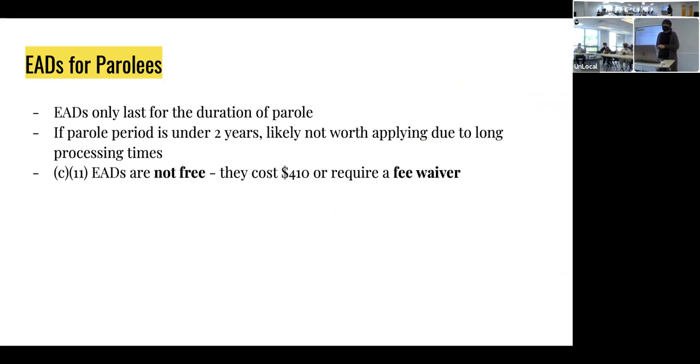Okay, so a couple of other differences for work permits for parolees. The work permits only last for the duration of parole. If the parole period is under 2 years, it's most likely not going to be worth applying because the processing times are very long. And another difference is that the parolee work permits are not free. These are also going to require either $410 or a fee waiver. And again, here's the link for checking the case processing times, and you would want to have the receipt notice on hand so that you can put in the relevant information.